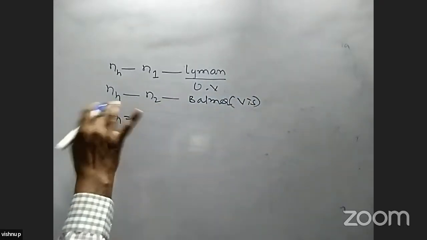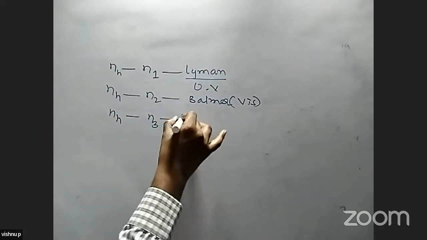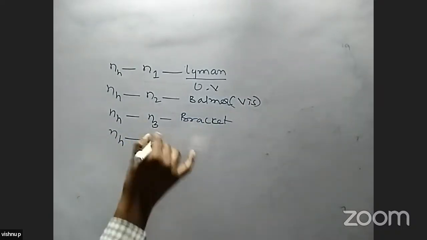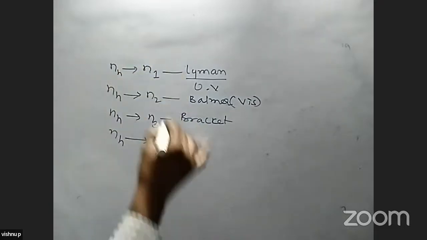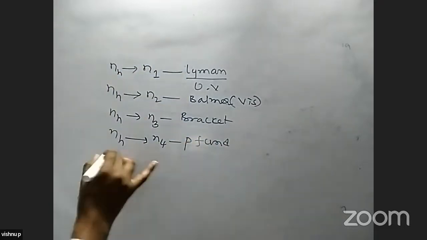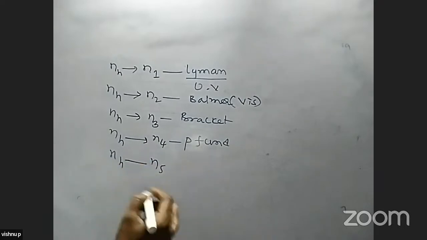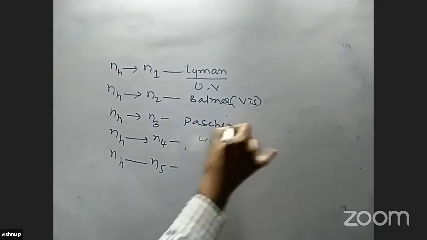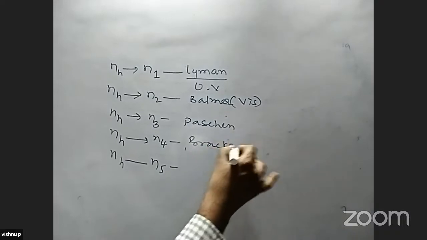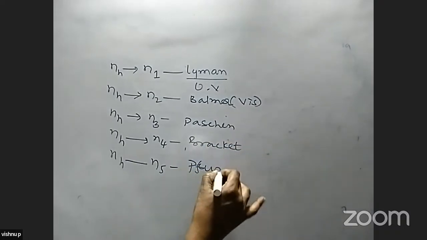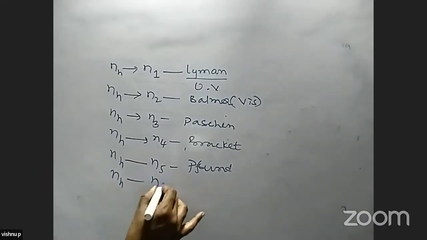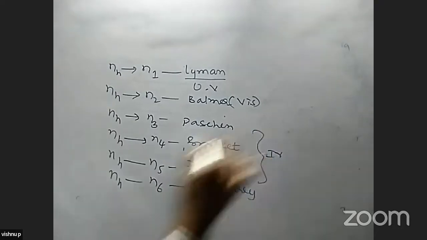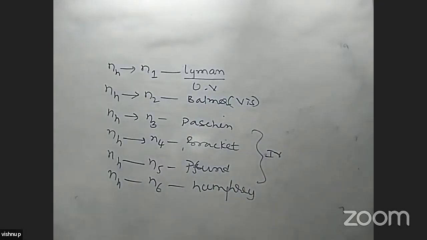Any higher level to the third level gives the Paschen series of radiations. Any higher level to the fourth level gives the Brackett series. Any higher level to the fifth level gives the Pfund series, and any higher level to the sixth level gives the Humphreys series. All of these are in the infrared region. This is called the hydrogen spectrum.